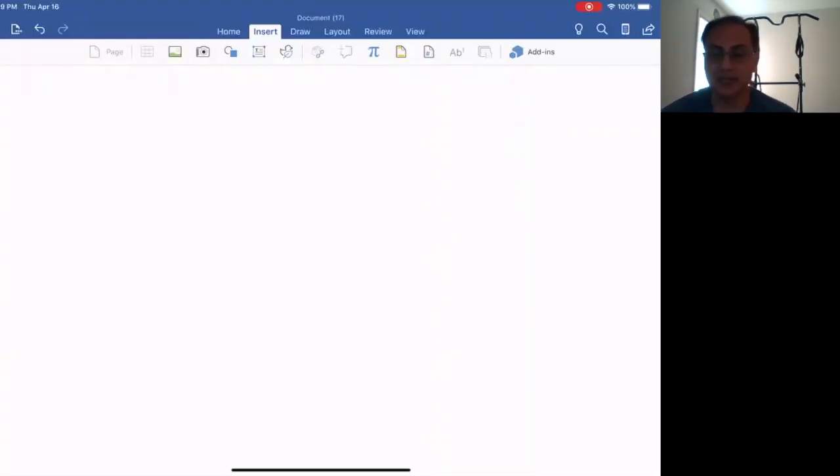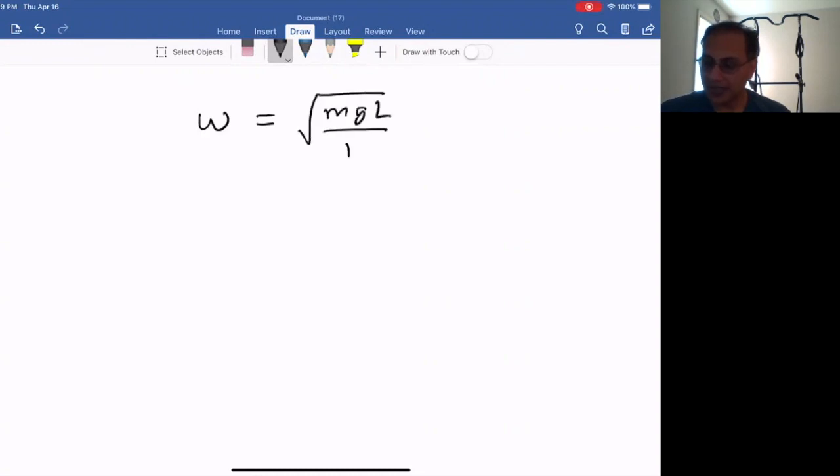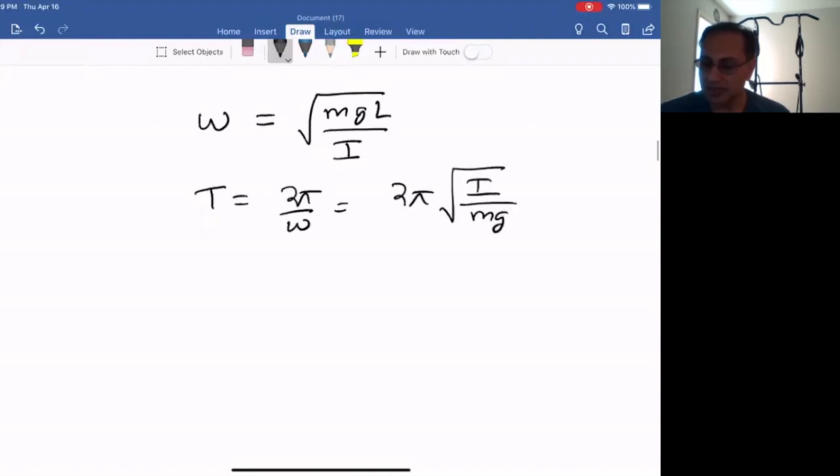All right, so in the last lecture, we learned how to calculate the frequency or the time period of a physical pendulum. And the expression was omega equals square root of mgl divided by I. And from there, of course, you can write down an expression for the time period too, because time period is 2 pi divided by omega. So that's going to be 2 pi square root of I divided by mgl.